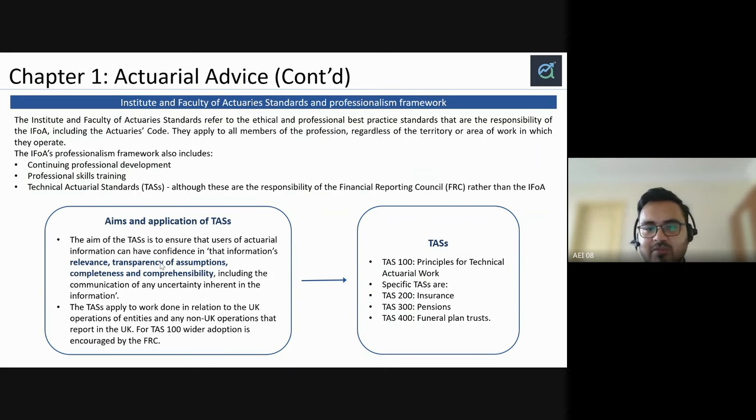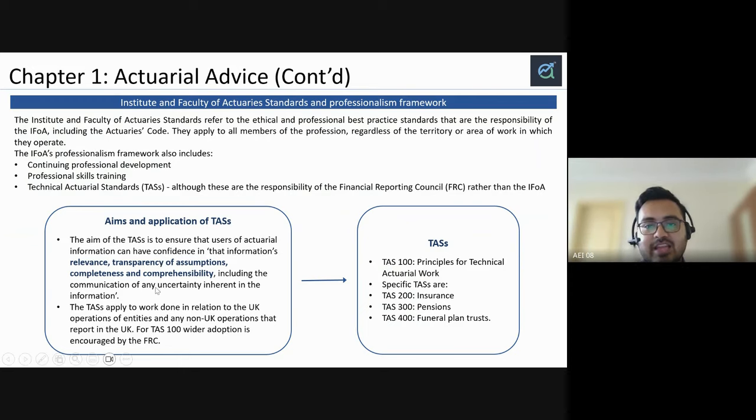What are the aims and implications? The aim is basically to ensure that there is sufficient transparency of assumption. Everything is relevant. Everything is, let's just say, ethical in whatever it is being done. So to ensure that all the stakeholders within the ecosystem are given all the due consideration, everything ends up being very professional as well as ethical is what the ultimate requirement of all of these standards is, so that you're not compromising on the needs and interests of one of the parties in order to give advice to the other. That is something that you have to essentially try to avoid as you're giving any particular actuarial advice. So these seemingly very generic things actually end up having a lot of weightage in your examination.